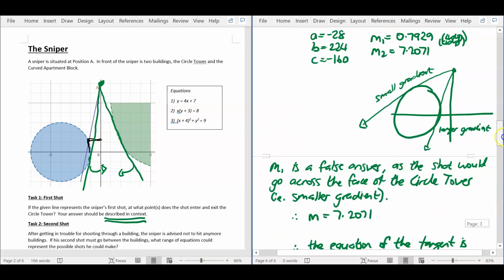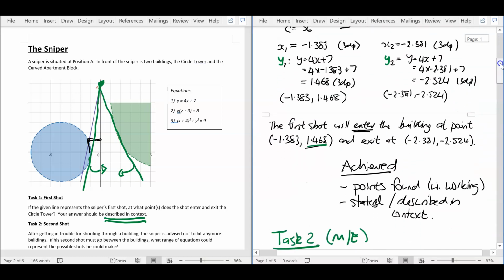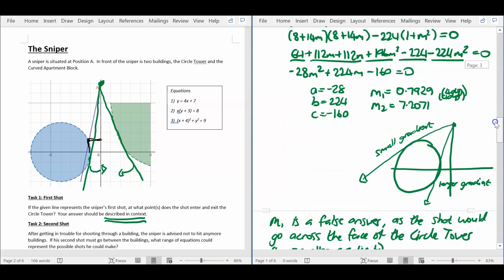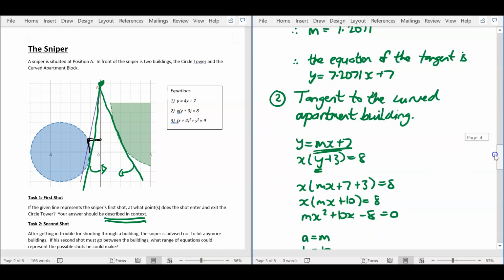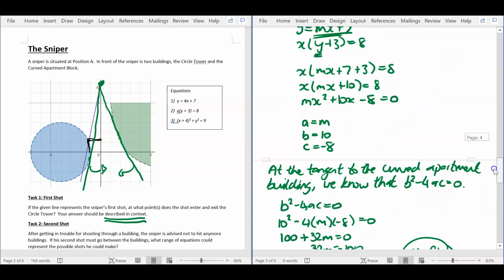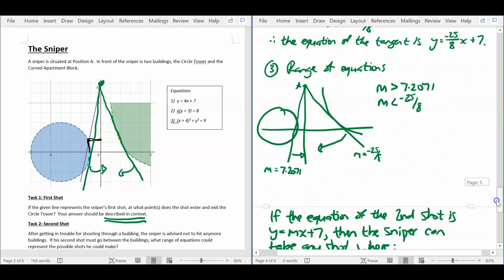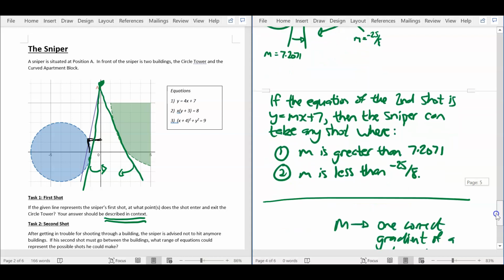So gosh, that was a whole lot of work again, but just to recap what we've done. In the first video, we did task 1 together. We found the points. And in today's video, we did a whole heap of messy algebra. We looked at task 2. We found the tangent of the circle, which was the worst part of it. We eliminated the false answer, which is really important for getting excellence. We then did the tangent of the curved apartment building. There was no false answer there. And then finally, we looked at the range of the equations. And then we stated what shots the sniper can make.